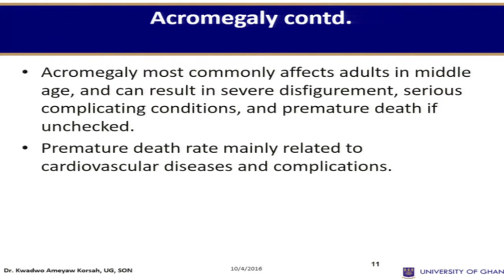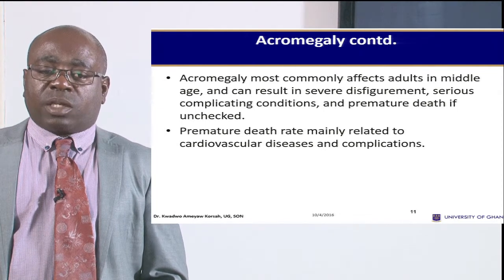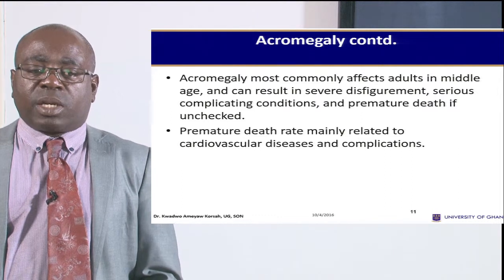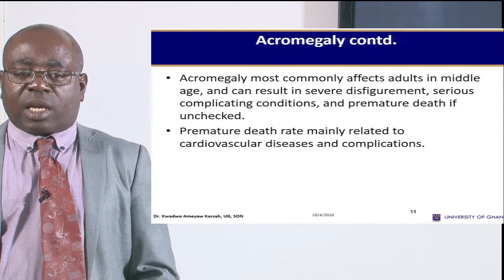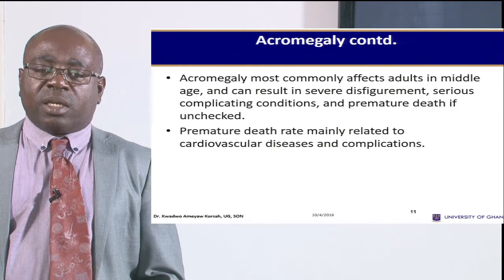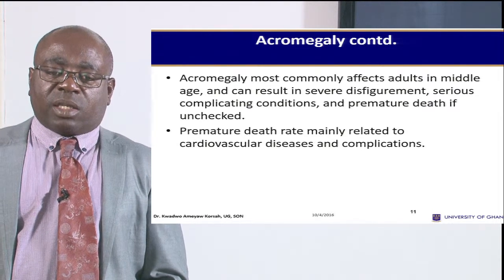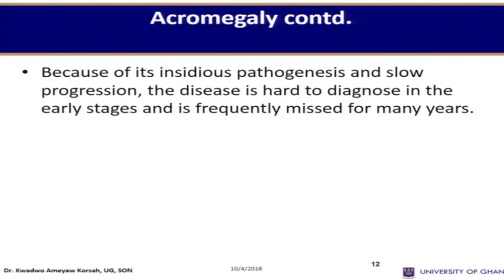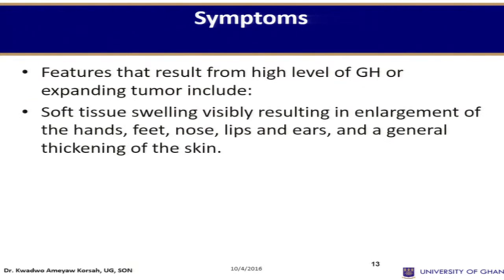So acromegaly most commonly affects adults in middle age and can result in severe disfigurement, serious complicating conditions, and then premature death if unchecked. And so the premature death rate is mainly related to cardiovascular disease, and complications are common. Because of its insidious pathogenesis and slow progression, the disease is hard to diagnose in the early stages and is frequently missed for many years.